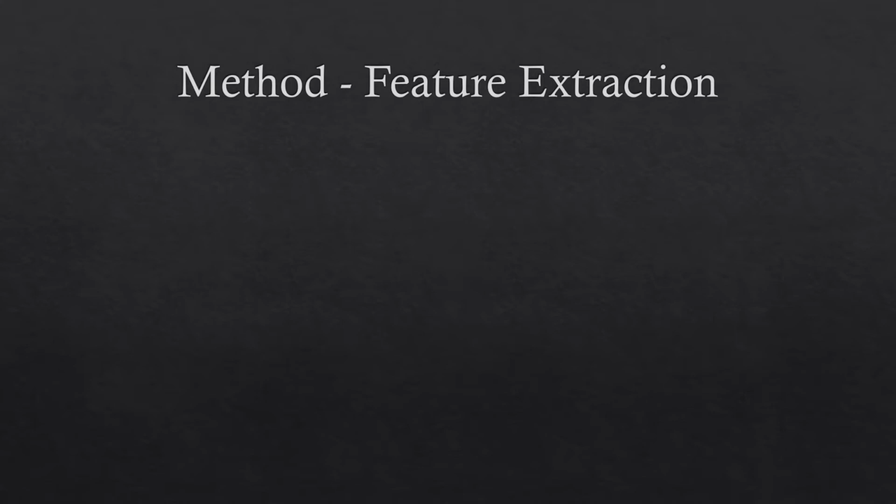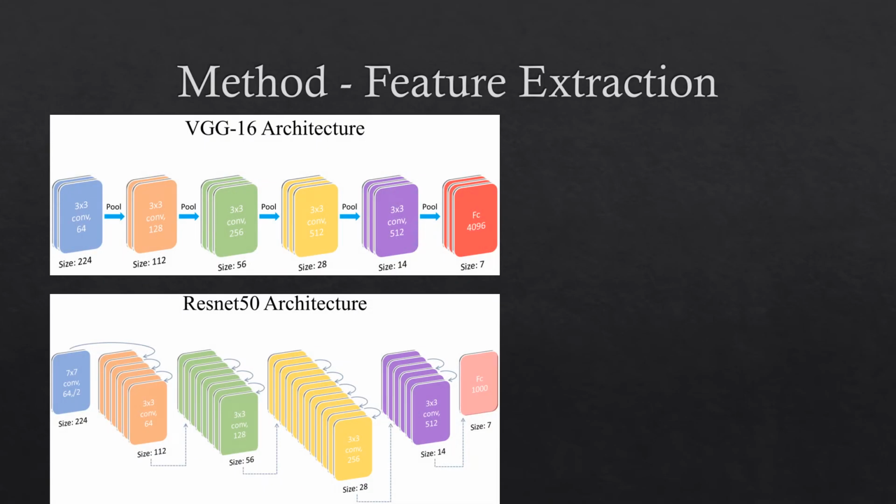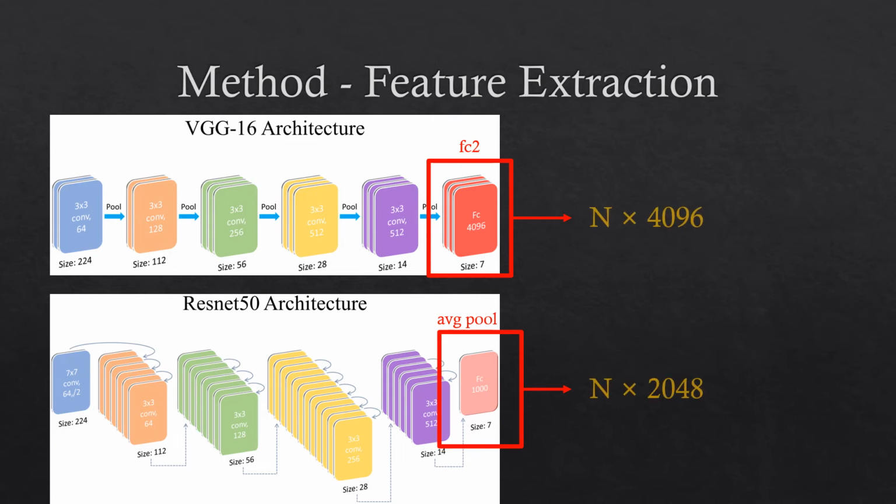Then we use 2 deep learning models, VGG16 and ResNet-50, to extract the features from images. The model weights are based on the winning model of the ImageNet challenge. For each image, we extract 4096 features from the FC2 layer of VGG16 and 2048 features from the average pool layer of ResNet-50. The feature extraction step converts a TIFF file of each patient into a feature matrix with a size of n by 4096 for VGG16 or n by 2048 for ResNet-50. N is the number of obtained patches.